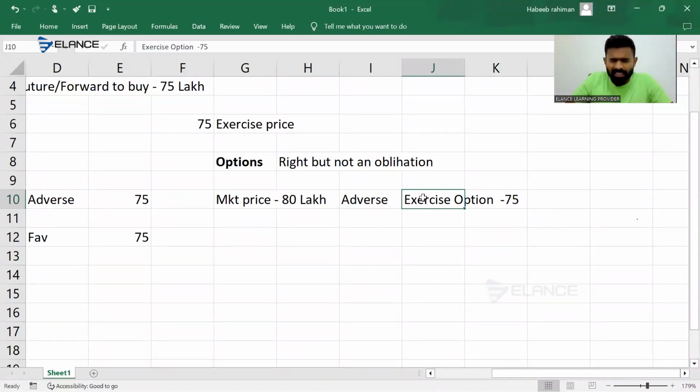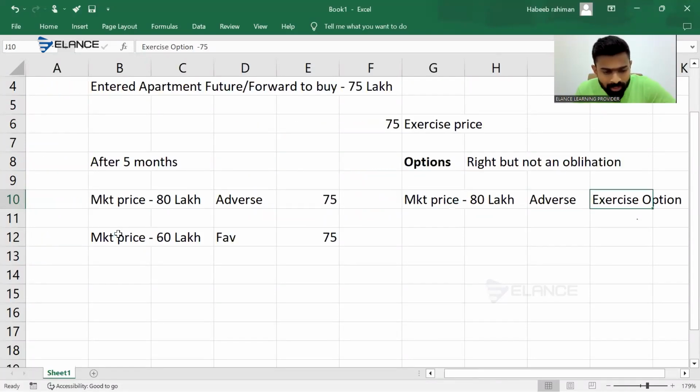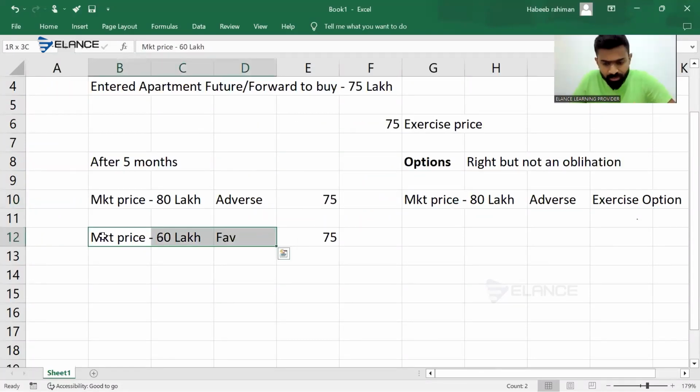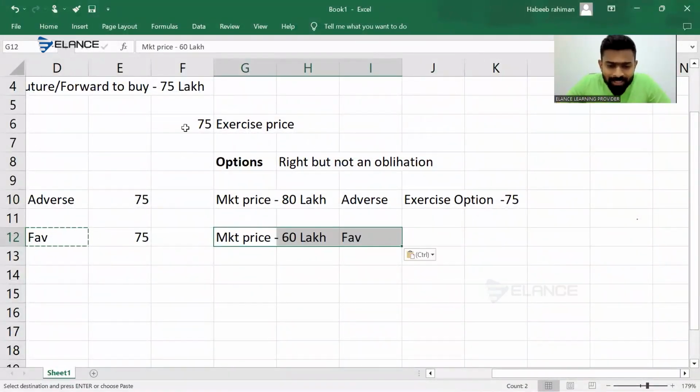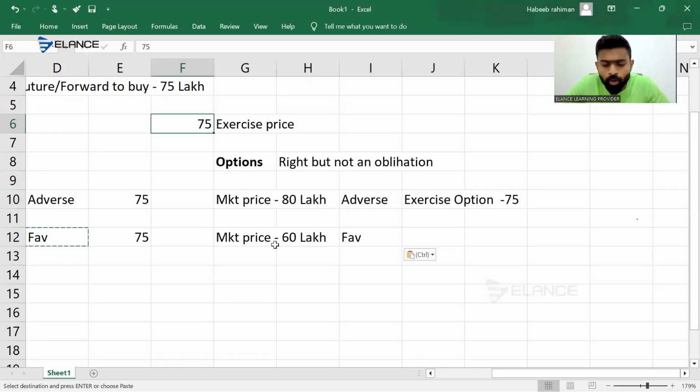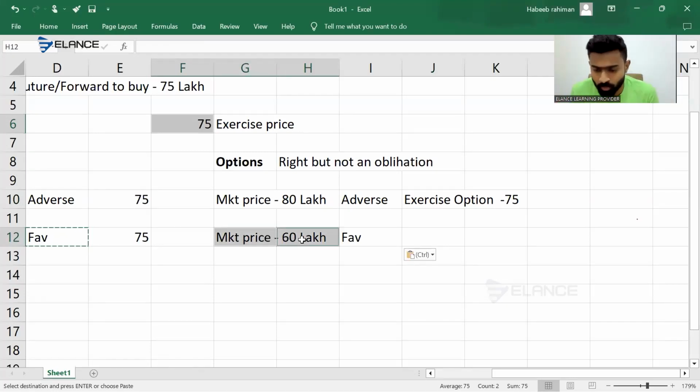The terminology exercise means you are fulfilling the option contract. That means you are buying at 75. Now, what if the market price reduced to 60? Buying at the exercise price of 75 or buying at 60, which is better now? Buying at 75 or 60?